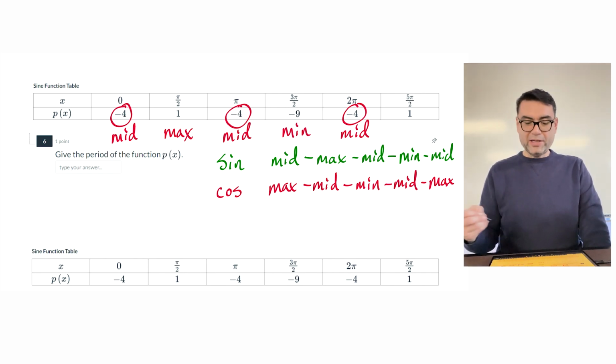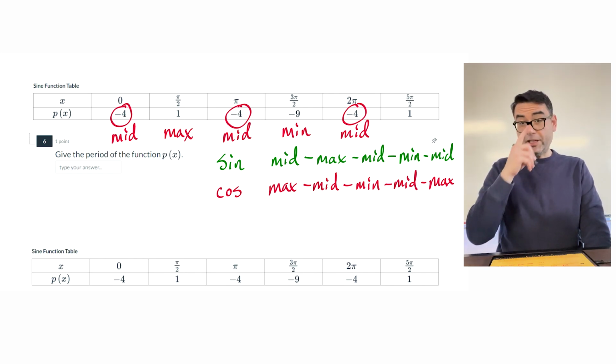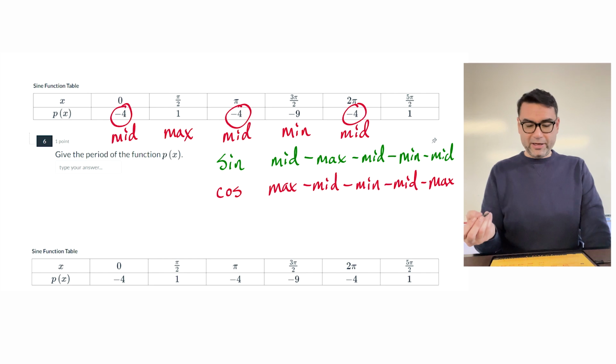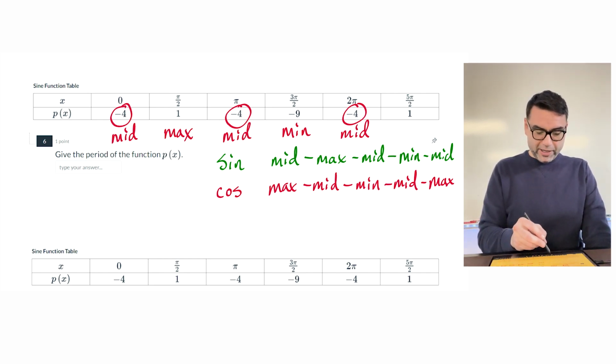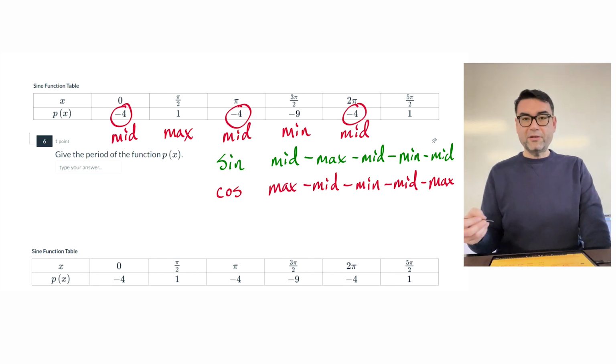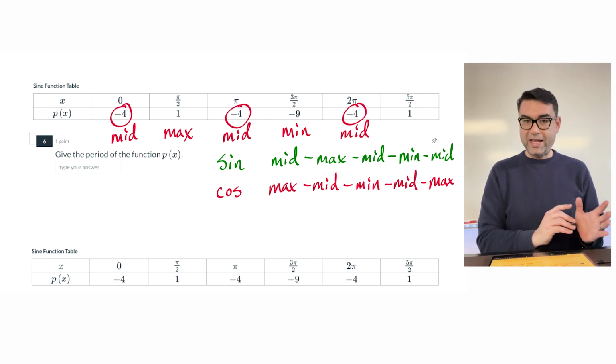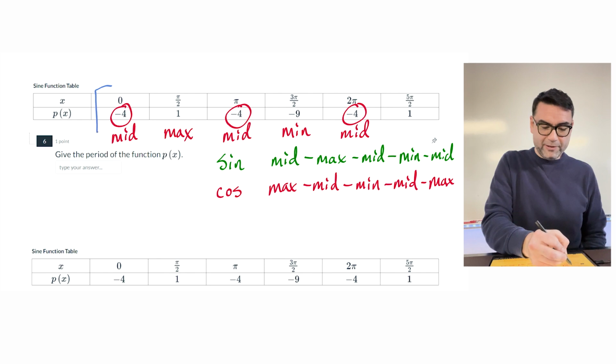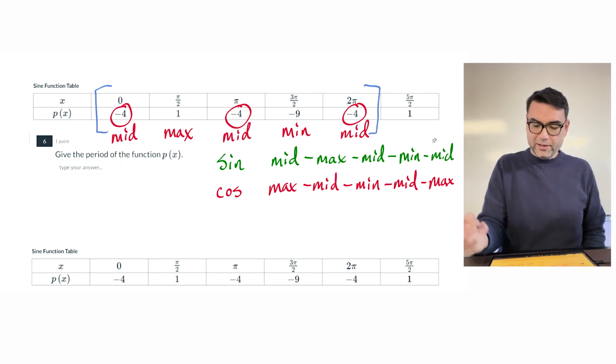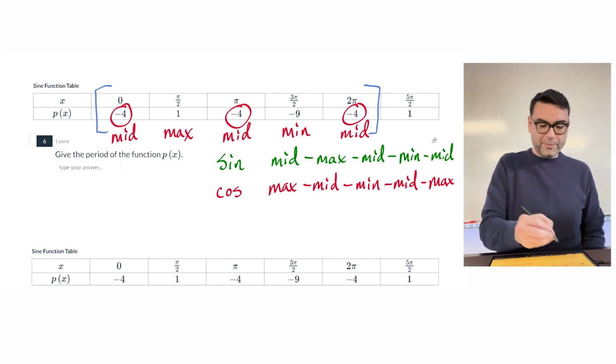So we have a mid, max, mid, min, mid function, which means this must be sine. We'll come back to that later. We don't need that right away. But the period of this function would be the distance in which the cycle starts and ends. So that'd be from here to here. The length of x is from 0 to 2 pi, so the period is 2 pi.